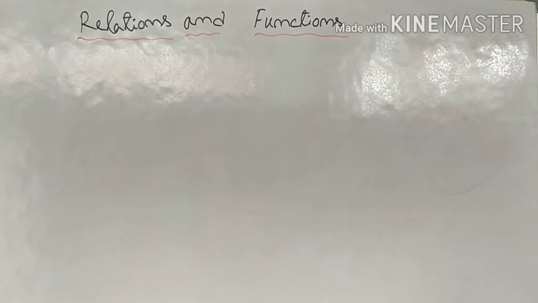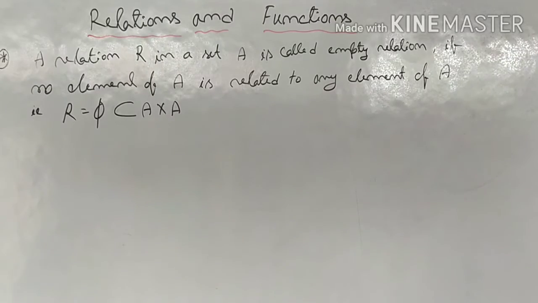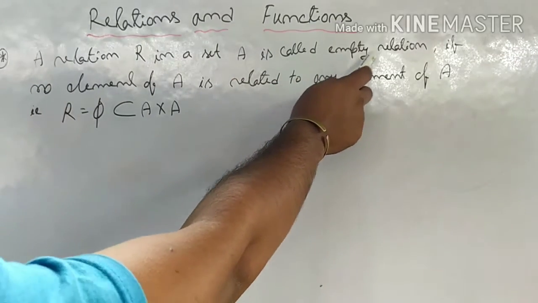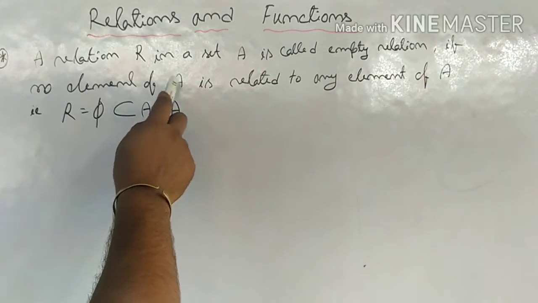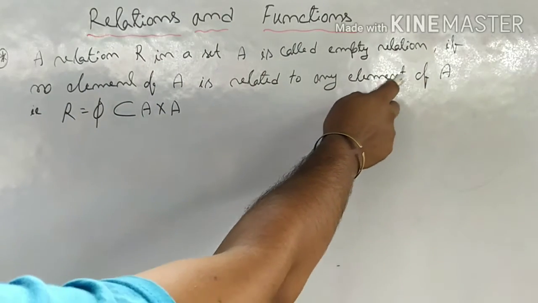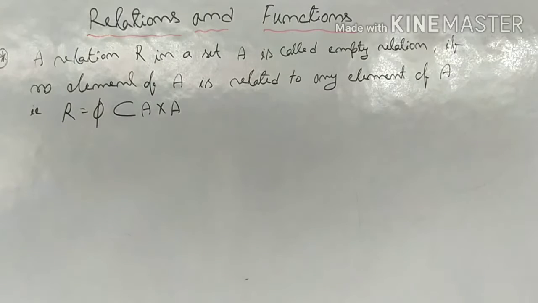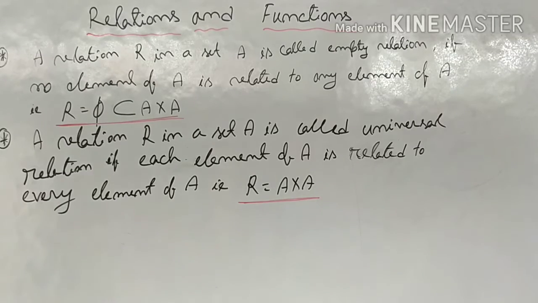What is an empty relation? A relation R in a set A is called an empty relation if no element of A is related to any element of A. Therefore, R equals φ, which is a subset of A × A. All of you know about φ. φ means empty. Now we discuss universal relation.